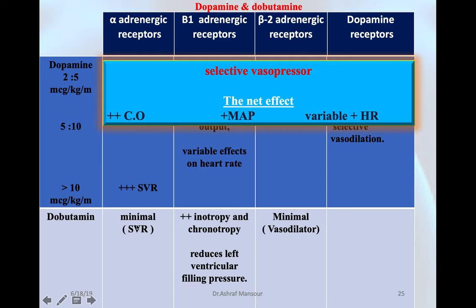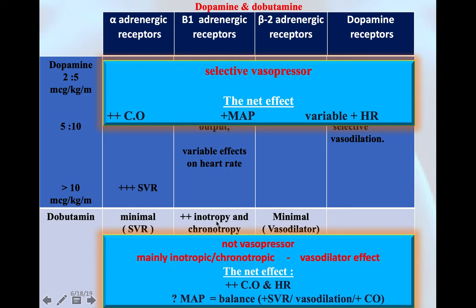Dobutamine, while, has minimal effect on the systemic vascular resistance, but increases the inotropic and chronotropic effects, the latter limited to about one hour, about 60 minutes, of increased heart rate only. It reduces the left ventricular filling pressure, allowing more filling during diastole, and has minimal vasodilatation, so it is not a vasopressor. The blood pressure will change between vasodilatation and vasoconstriction, so it will be to some extent near to a vasodilator, while it is mainly inotropic plus chronotropic with a vasodilator effect. The mean blood pressure, as we said, reflects a balance between vasodilatation and vasoconstriction.